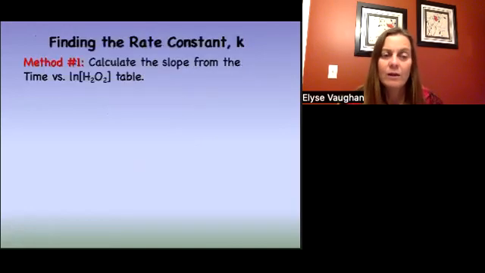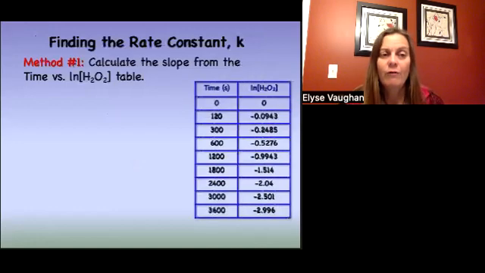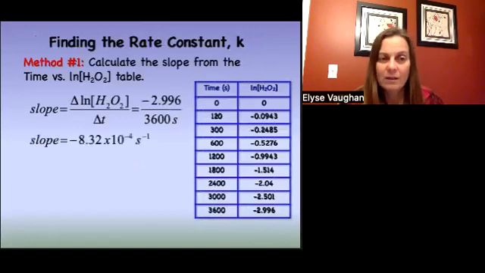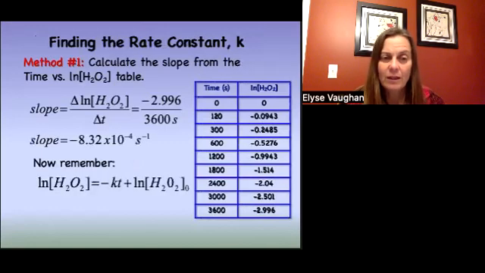Here, we can use the slope from our table. We can either calculate it as the change in the natural log over change in time, and we can find a slope that way.